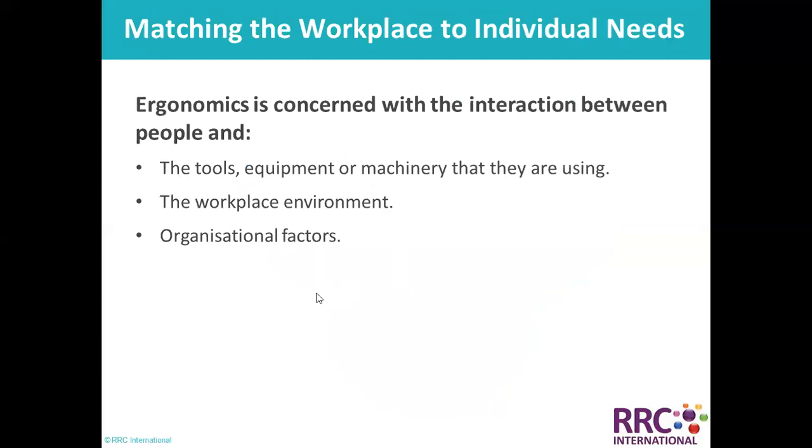Now, matching the workplace to individual needs. Our heights are different, our body shapes sometimes, someone is having 100 kg or above and someone is just 60 kg, something like that. So a lot of factors. That's why ergonomics is concerned with the interaction between people and the tools and equipment or machinery that they are using. So whatever our employees are using, we surely have to match the workplace according to their needs. And the same way the workplace environment and organizational factors are also critical to understand.